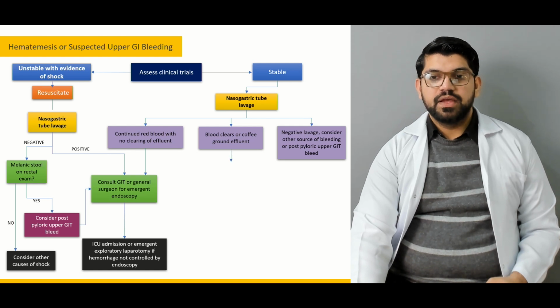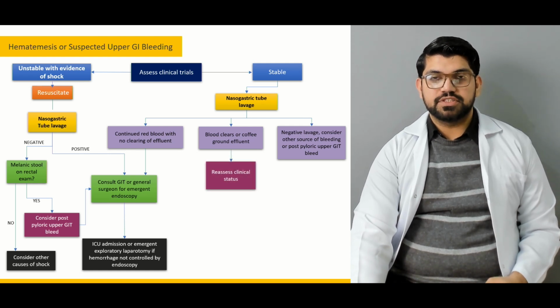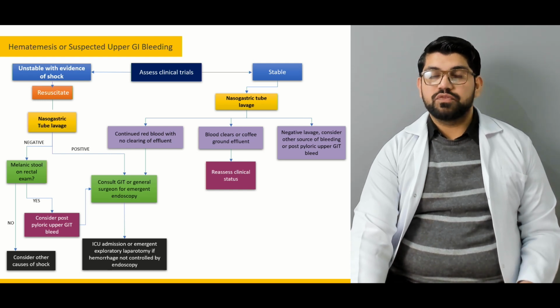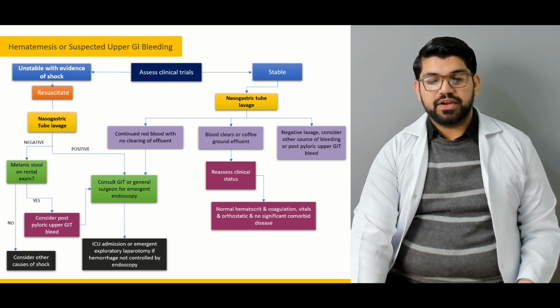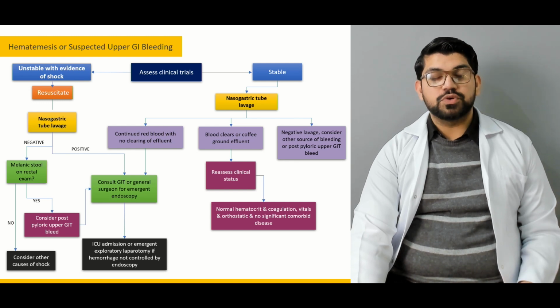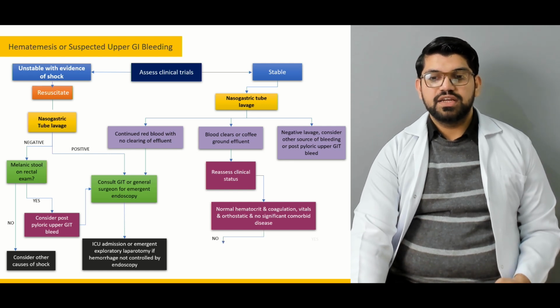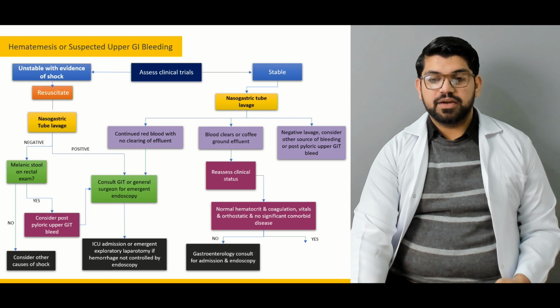But if there is coffee ground substance present in the aspiration, look at clinical status for stability. If the patient has a normal hematocrit, normal coagulation profile, and normal vitals, with no signs of shock, fine. If these normal values are not present, this patient might need admission or a gastroenterologist consult.